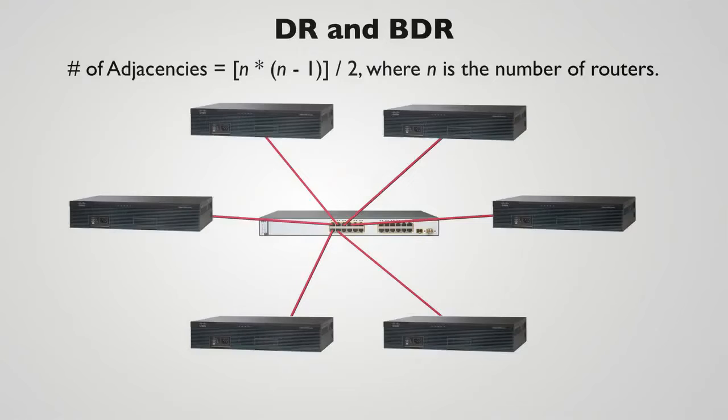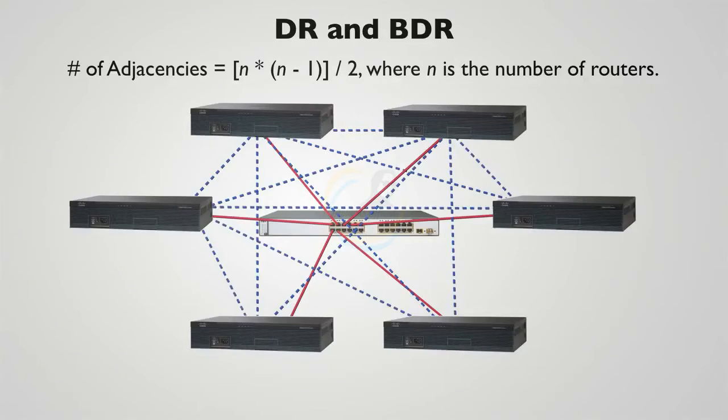You see, this doesn't scale very well if we wanted to have a full mesh of adjacencies between all of these routers. The number of adjacencies to have every router adjacent to every other router can be determined by this formula, n times n minus 1, and take that product and divide by 2, where n is the number of routers. Just as a very basic example, I've placed 6 routers on screen. 6 times 6 minus 1, 6 times 5 is 30, divided by 2 is 15. Here we have those 15 different adjacencies that we would have to form, and that's with only 6 routers.